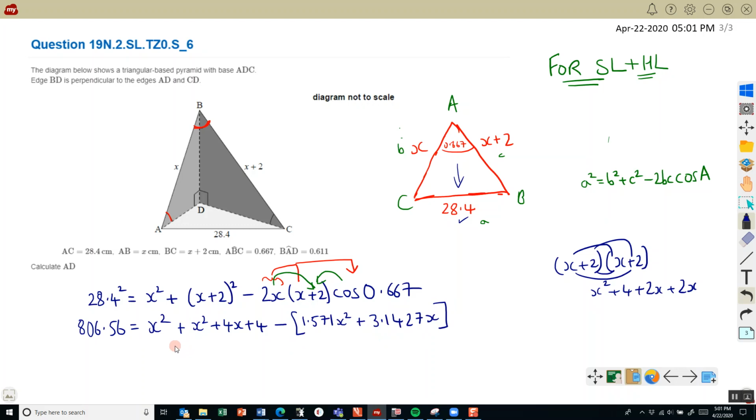Oh, it's not looking nice, is it? Okay, let's keep going. So I've got 806.56 equals x squared plus 4x plus 4, minus, so that's minus 1 times this, and minus 1 times all of this.